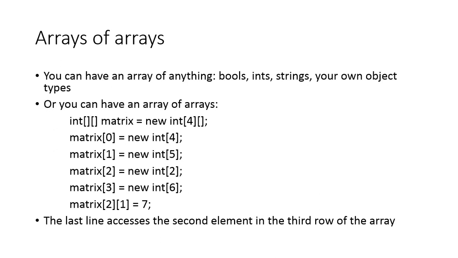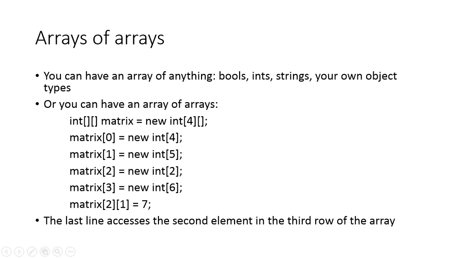Another thing you want to keep in mind is you can have a matrix, basically an array of arrays. Arrays can be of anything you want: bools, ints, strings, or your own object types. So if you have an array of arrays, we also know this is a matrix. Basically what you're saying is you have 2 brackets here. You have the row and the index within the row.